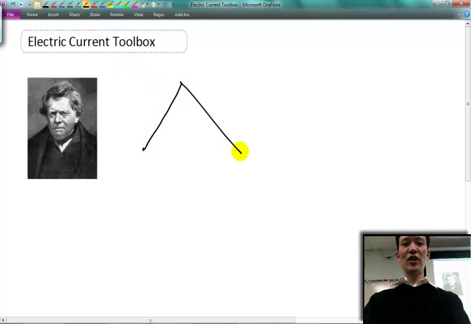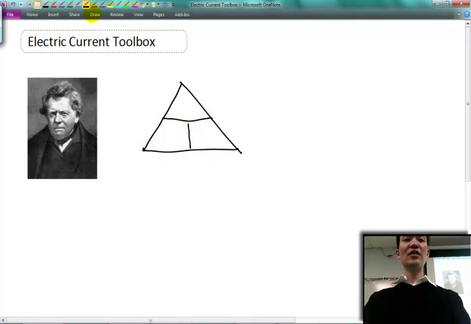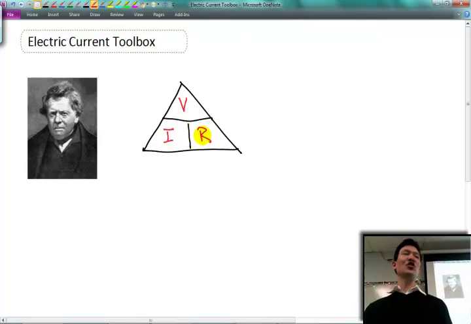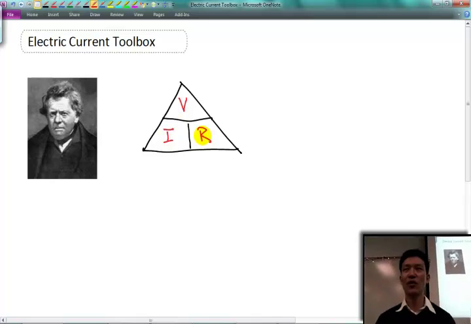Ohm's law, the trick is you draw a triangle, okay? It's a little algebra trick. I don't know if you guys have ever seen this in algebra. It's called the triangle trick. You put V on top, I on the left, R on the right. This actually works for any algebraic equation, but for Ohm's law, it's particularly effective.